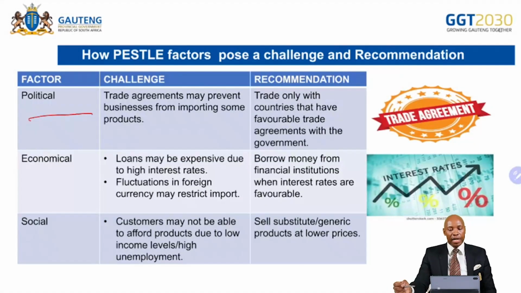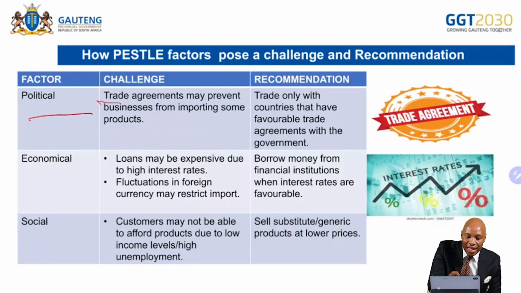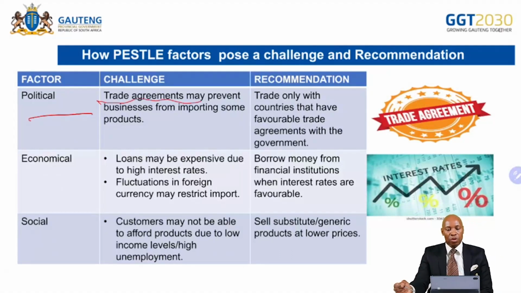Now we're just looking at the political factor. How does it pose a challenge? We're saying trade agreements may prevent business from importing some products. What is the problem here? What poses a challenge are the trade agreements. What is it that they're doing? They are preventing business from importing some products. Then what is the recommendation? The recommendation: trade only with countries that have favorable trade agreements with government.